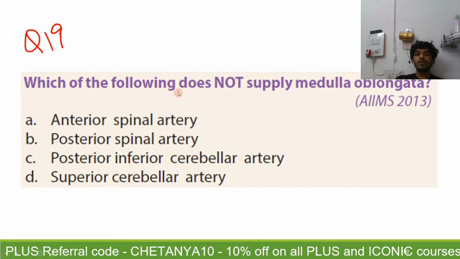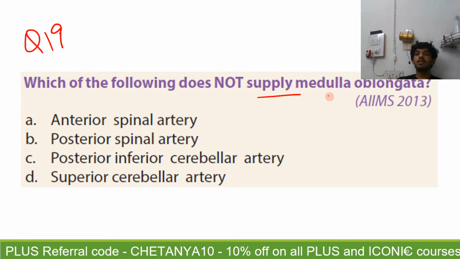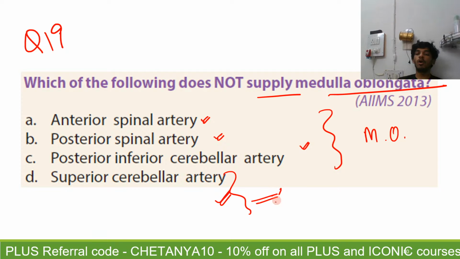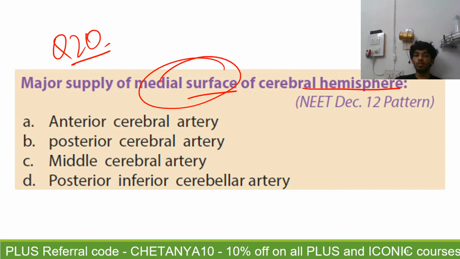Question number 19. Which of the following does not supply the medulla oblongata? Similar question we've already seen previously. Anterior spinal artery, posterior spinal artery, and posterior inferior cerebellar artery will supply medulla oblongata, but superior cerebellar artery is present very distally, so it will not be able to supply the medulla. So answer is D for question 19. Question number 20. Major supply of the medial surface of the cerebral hemisphere. This I want you to tell me. What is the major supply of the medial surface of the cerebral hemisphere? Question number 20 is our next question.